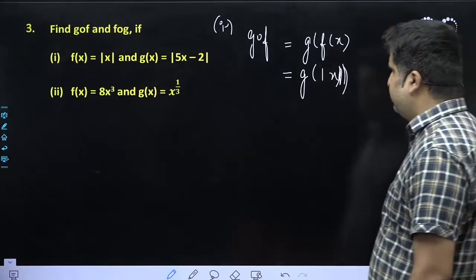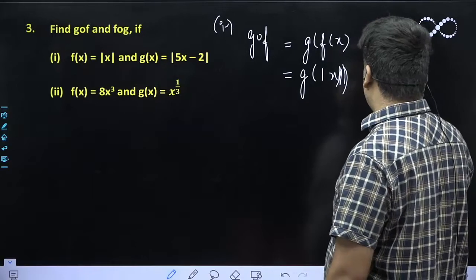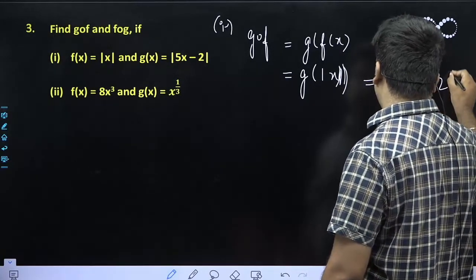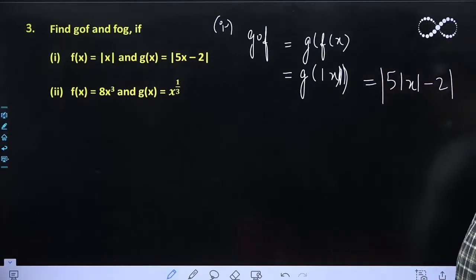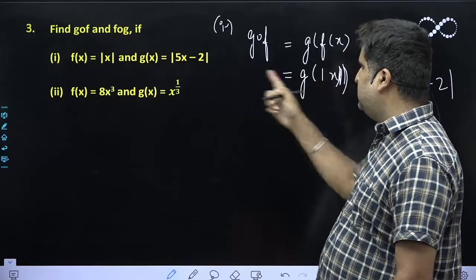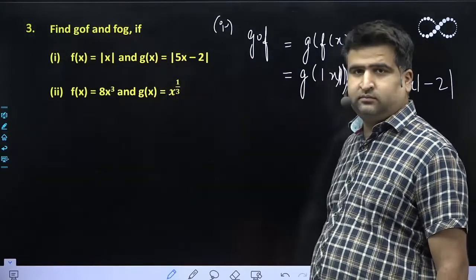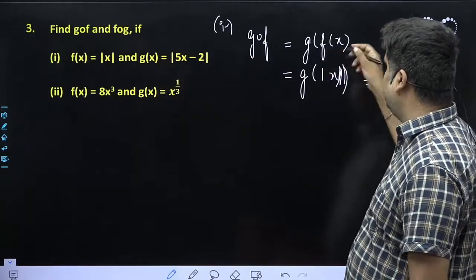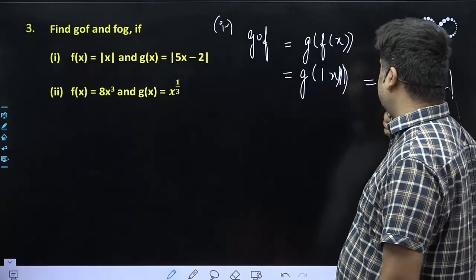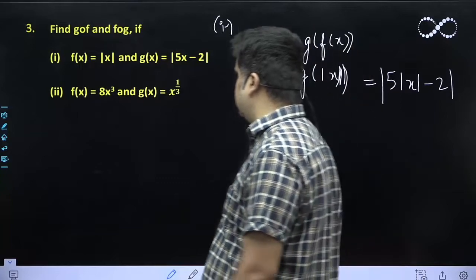So what is G of mod X? This is equal to 5 times mod X minus 2 whole mod. Now it's very easy. We just have to substitute the value of X here as mod X, because we have to find G of F of X. So X value will be replaced by mod of X. We get 5 times mod X minus 2.